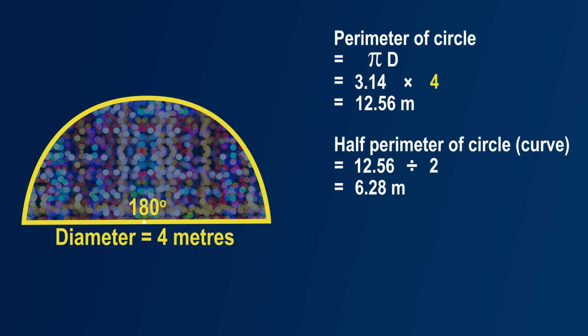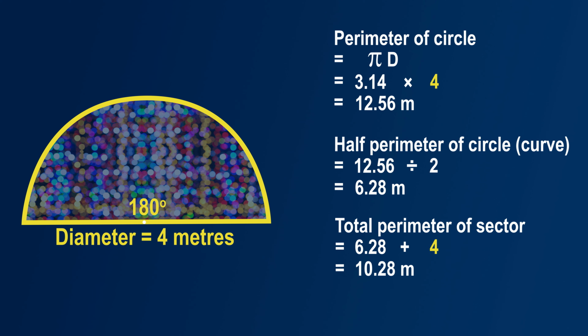Now for the last part. To work out the length of the border all around the sign, we now add the straight diameter. 6.28 plus 4 is 10.28. The perimeter around this sector, that's the border around the sign, is 10.28 metres.